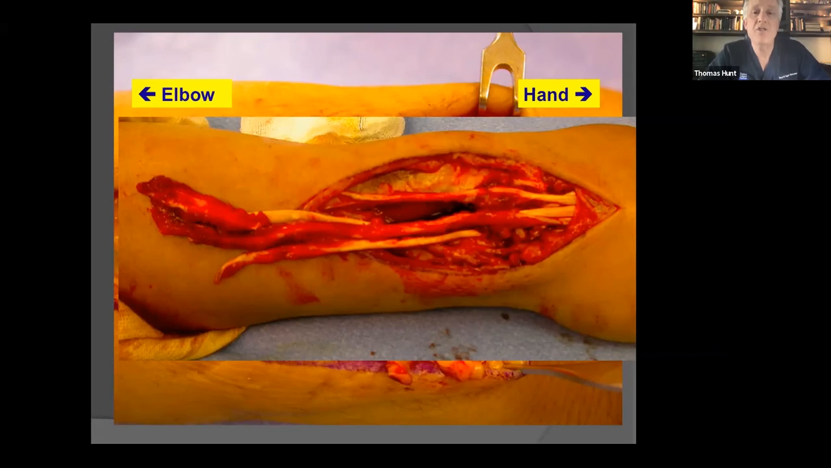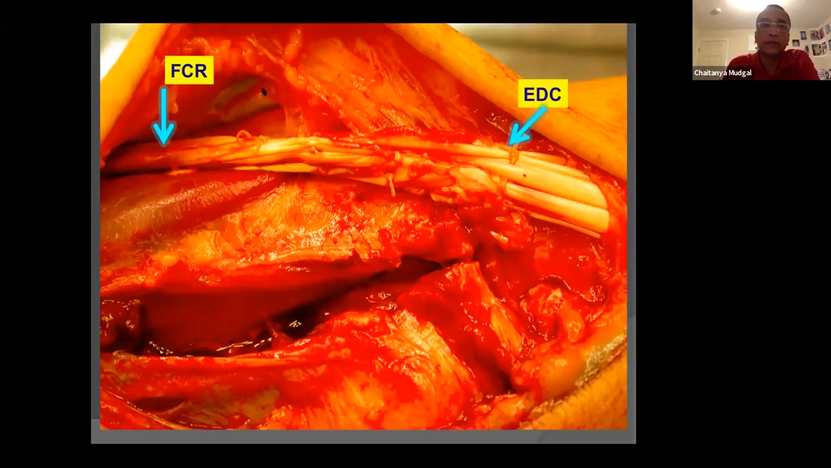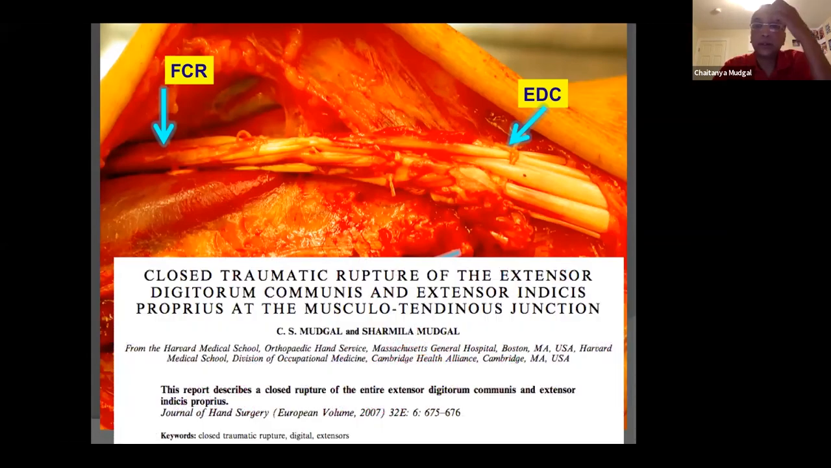At this point, I guess you have to start thinking about transfers. That's exactly what we did. We took his FCR, and because this was an avulsion, I did an end-to-end transfer, and that was his original track of his EDC, and we got it to the FCR. So again, Becky, how would you rehab this person?